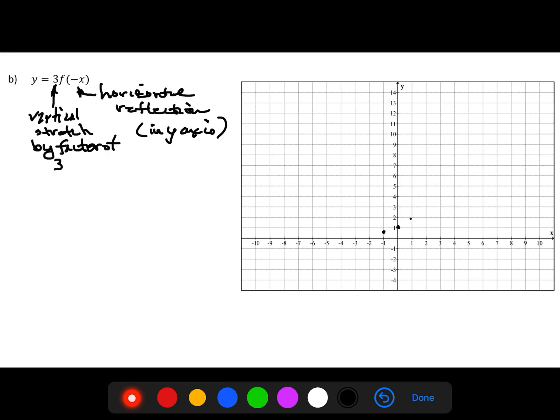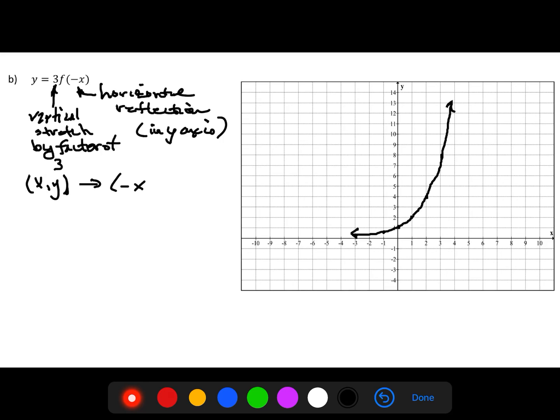So again, we can, if we want to, use our base graph. So we could plot our base graph really quickly. -1.5, 1 and 1, 1 and 2, 2 and 4, 3 and 8. And we can alter our points accordingly from there. Or we can take our key points, changing them accordingly.